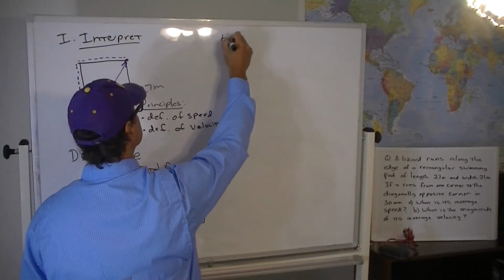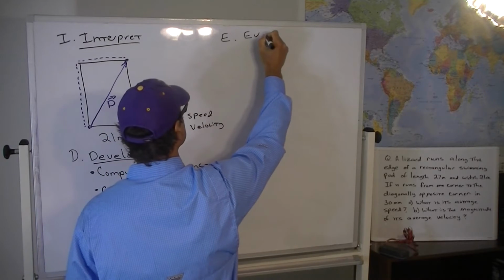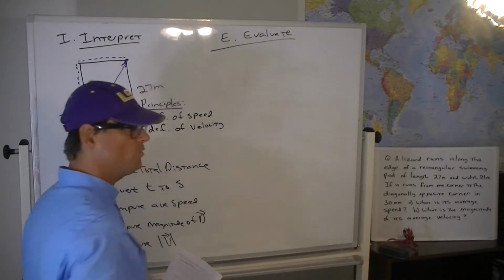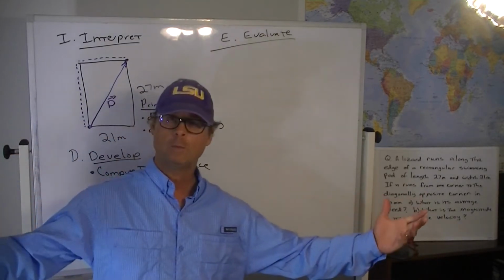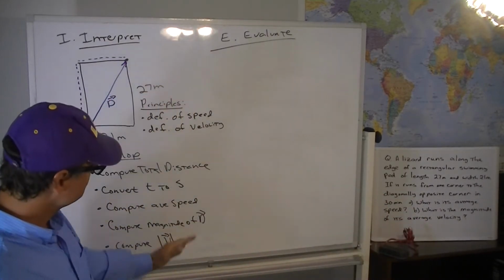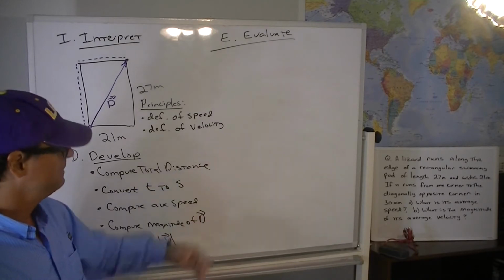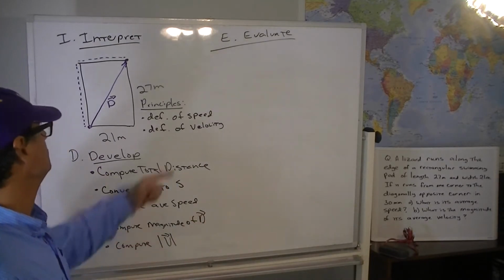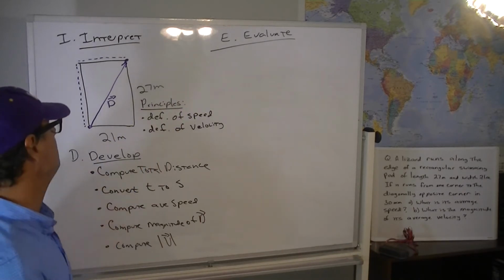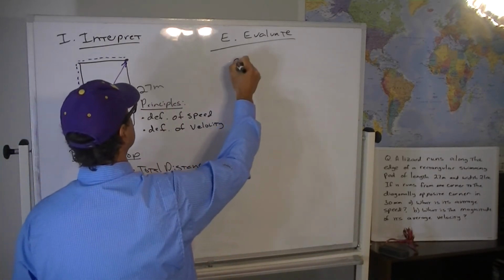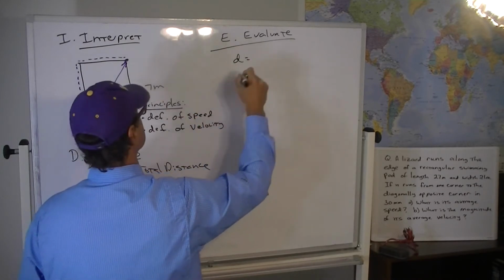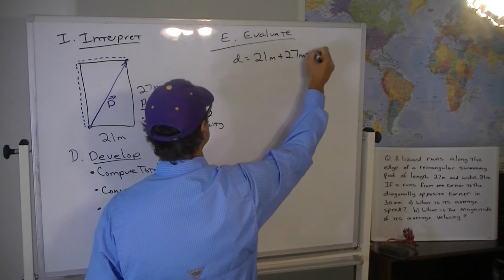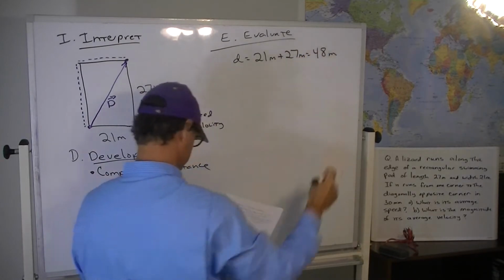Okay, so E is evaluate or execute. And notice we don't start with formula roulette. What formula do I need? We think about what's happening physically and the important principles of physics before we start writing down formulas. But now in the evaluate stage, it's time to compute the total distance d. It's just the 21 meters plus the 27 meters is 48 meters.